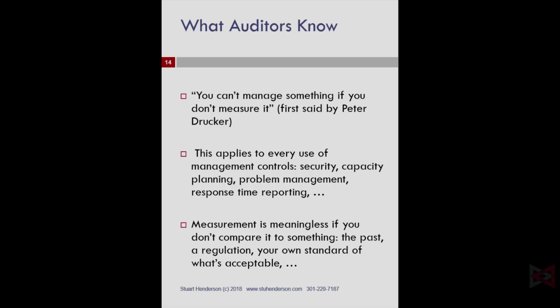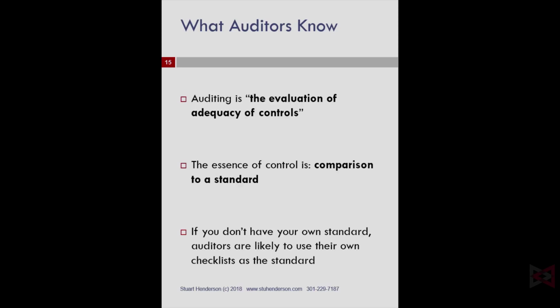If I say the temperature outside is 85 degrees Fahrenheit, and that's the hottest it's ever been in September for 15 years, that might mean something different to you. But without the comparison to the standard, now the thing you compare it to could be what's happened in the past, or a regulation, or your own standard if your management decides what is acceptable.